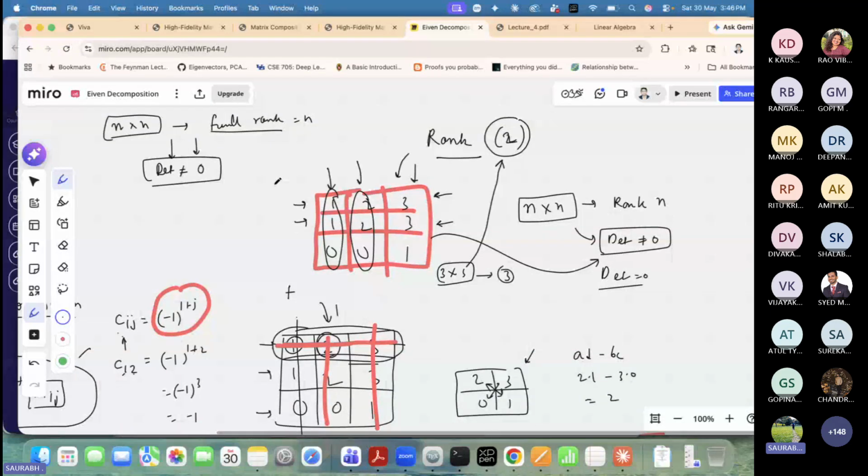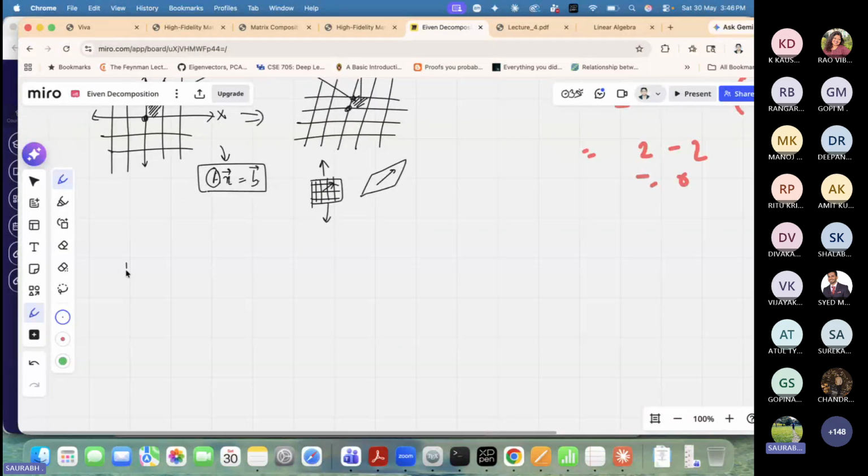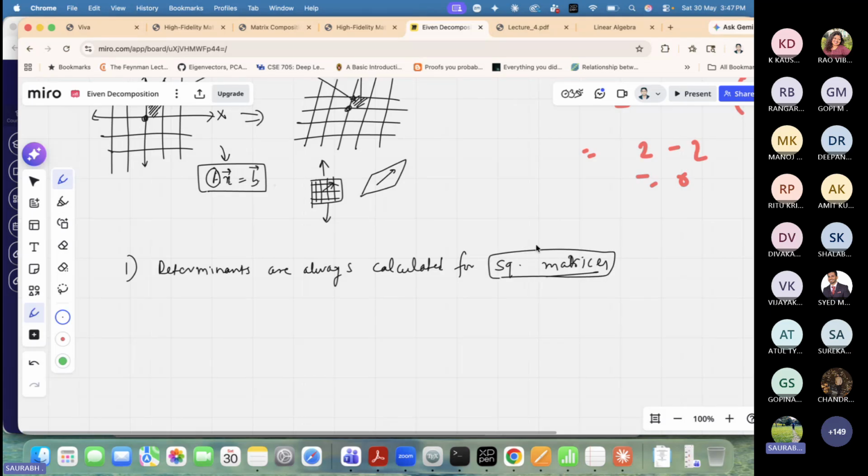Okay, but eventually there are two other things that I would want to tell you. There are two other intuitions. First, determinants are always calculated for square matrices. Why do you think we have this sort of restriction? Any idea that anyone has? Anything that you feel is making the restriction for determinants to be computed only for a square matrix?